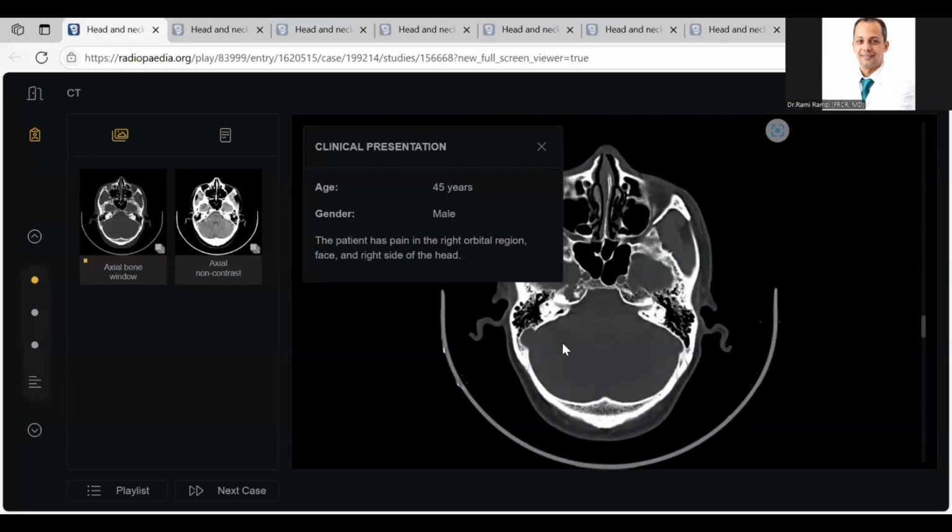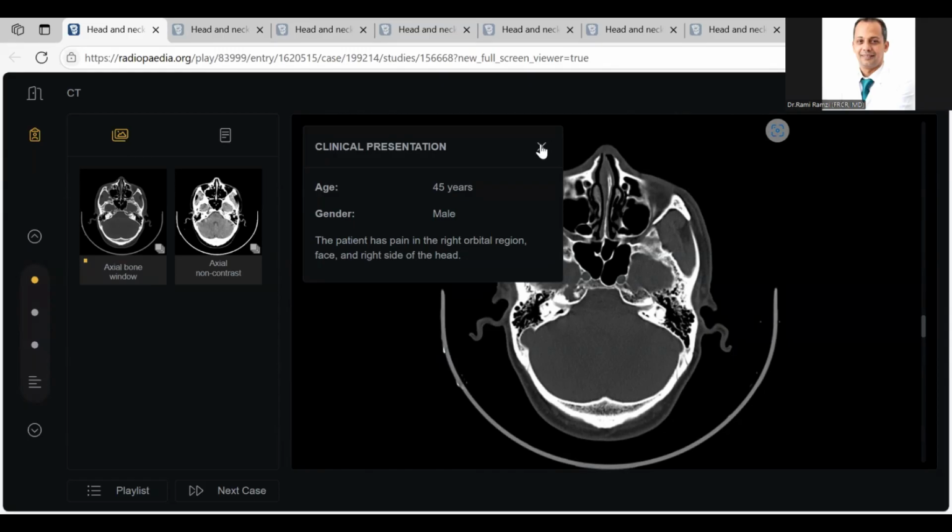Yes, sir, doctor. A 45-year-old male patient presented with pain in the right orbital region. Why am I concentrating on the orbit? For two reasons. First, most of us are not familiar with it. Second, it may come up not only in head and neck. One examiner may bring a CT brain examination with the pathology in the orbit, or a normal cervical MRI with a side finding in the orbit. It is very important to look at the orbit. Go on, doctor.